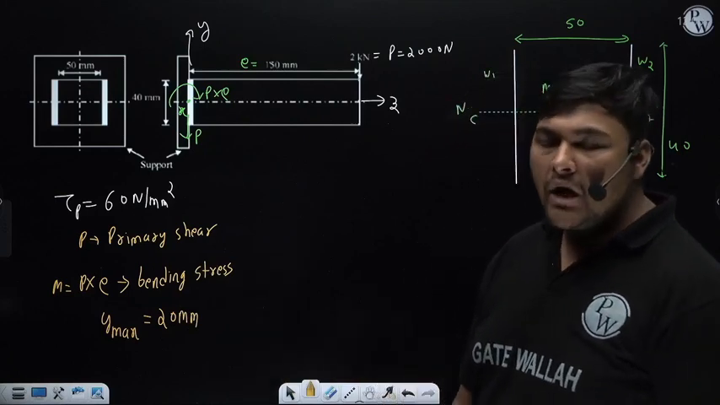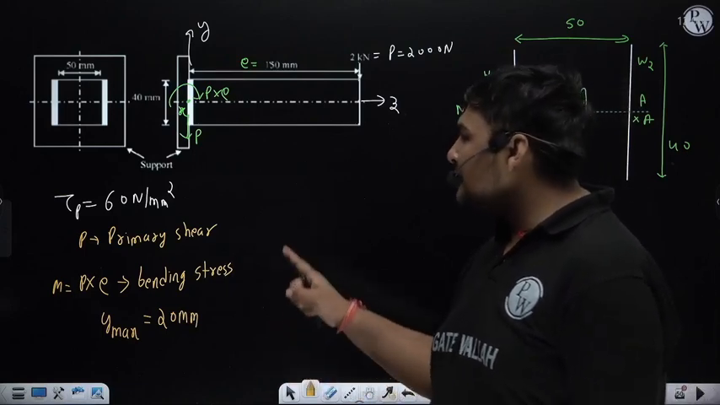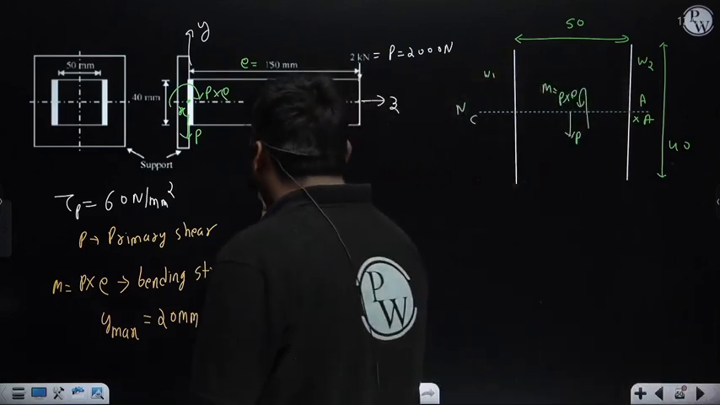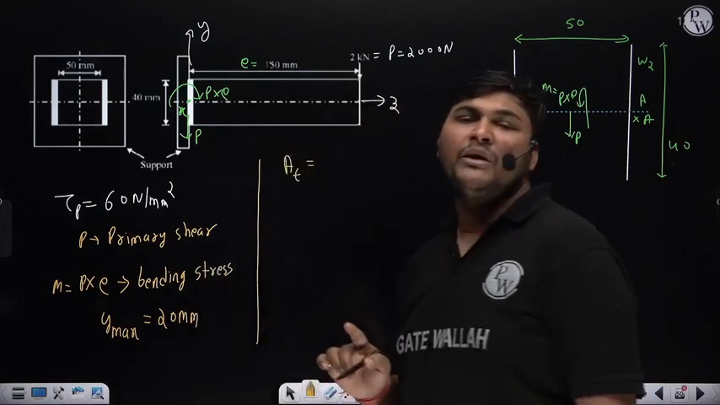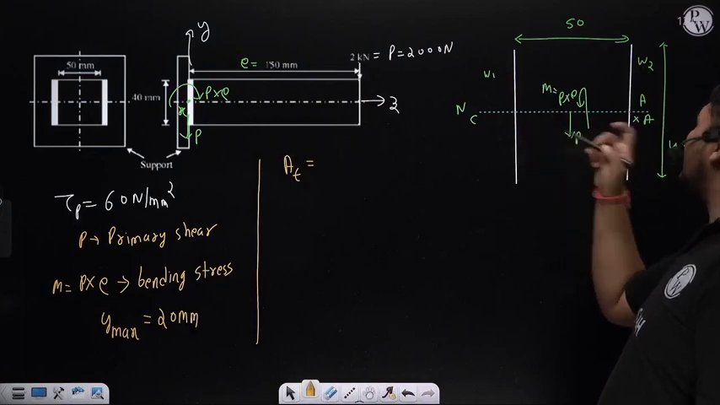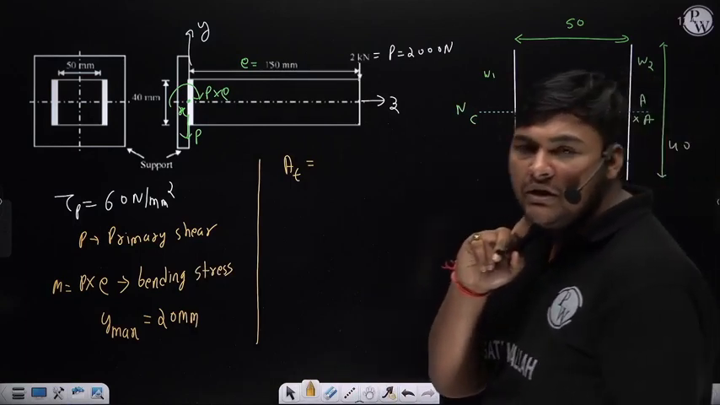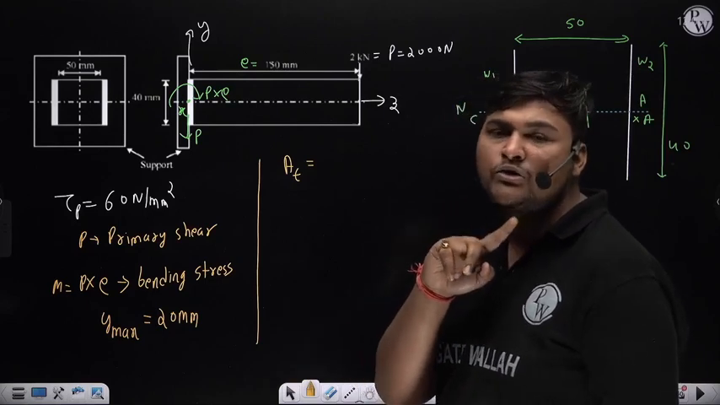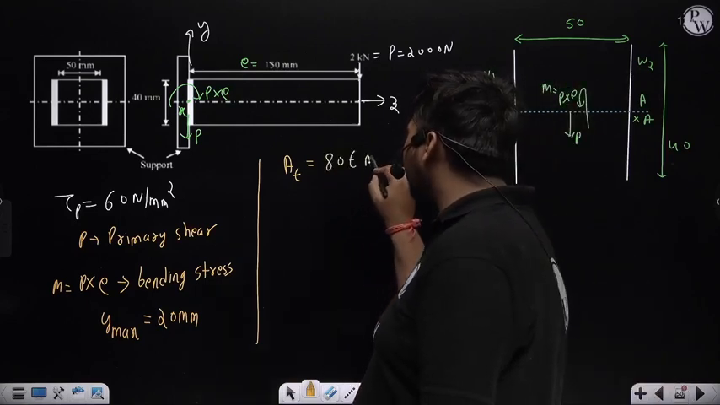Now we will calculate the primary shear and bending stress for the critical point. But to calculate primary shear, first we need to calculate the area of the throat of the weld. Suppose the throat thickness of this weld is T. So the throat area of weld 1 will be length 40 times T, so 40 T. The throat area of weld 2 is also 40 T. So the total throat area of the weld is 80 T mm square.